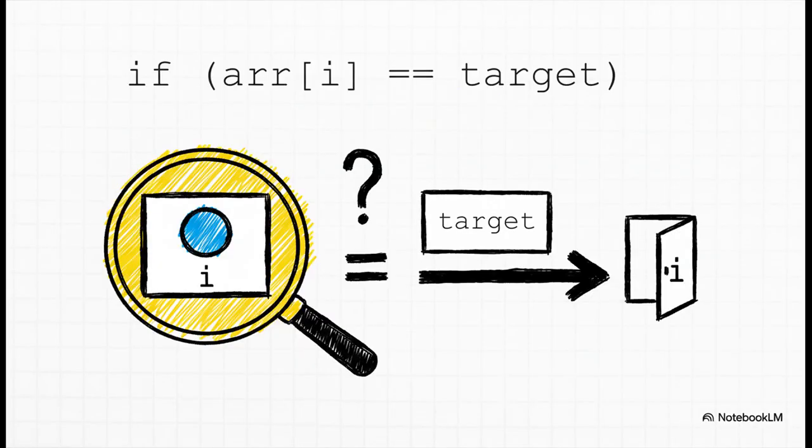Inside our loop, for every single element, we ask a simple question. Hey, does the value at the current spot, array of I, match our target? If the answer is yes, boom, we found it. We can stop everything right there and just return I, which is the index where we found our match.